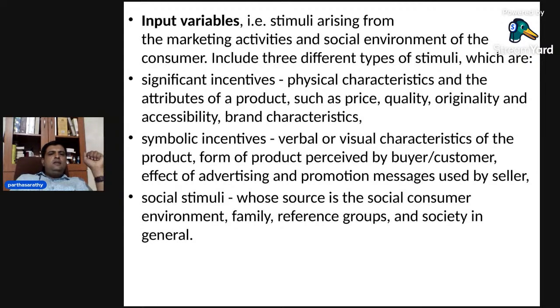So the next one is symbolic incentive: verbal or visual characteristics of the product as perceived by the buyer or customer, and the effect on the advertising and promotion of the message used by the seller. So of course, this is very important.